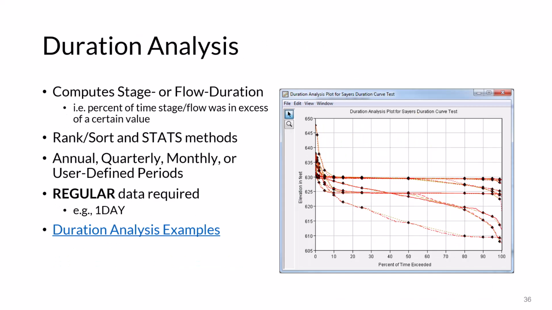The duration analysis computes stage or flow duration curves, which specify the percent of time that a given stage or flow value was exceeded. There are 2 methods to do this, the rank or sort, or the stats method. The rank method sorts all values, while the stats method groups values into bins. The user can also specify annual, quarterly, monthly, or user-defined periods to use all or a subset of the data. The duration analysis requires regular data.